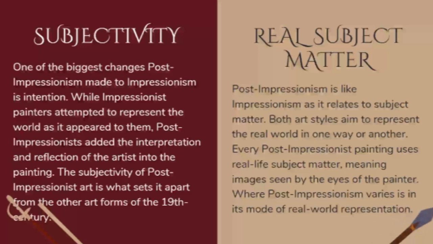The second one is real subject matter. Post-Impressionism is like Impressionism as it relates to subject matter. Both art styles aim to represent the real world in one way or another. Every Post-Impressionist painting uses real-life subject matter, meaning images seen by the eyes of the painter, where Post-Impressionism varies in its mode of real-world representation.